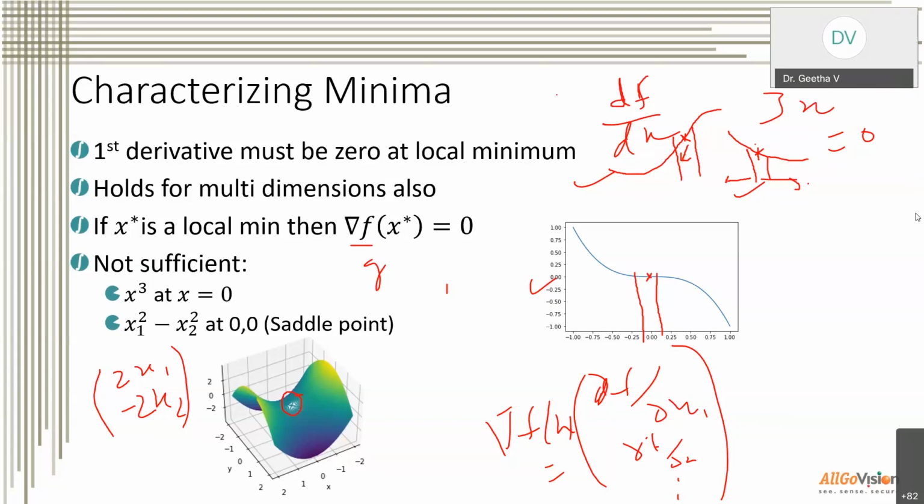There was a question on saddle point. I hope that's clear. It's called a saddle point because it's a minimum from one direction and a maximum from the other direction. Okay, let's move ahead.